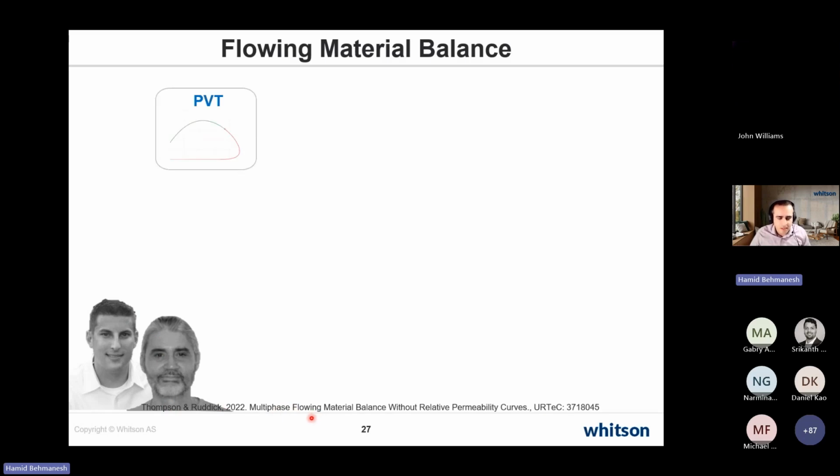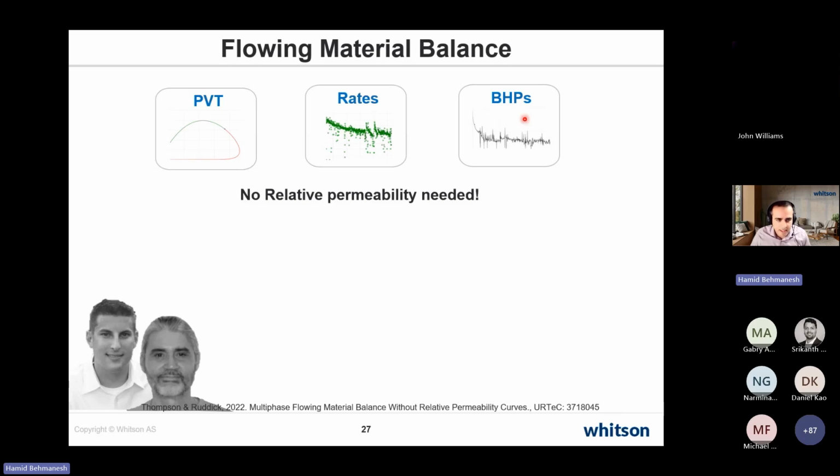The only information that's required for FMB is the PVT information, like any other method, the rate, which is readily available on the surface on a daily basis, and some bottom hole pressure. These are the only three pieces of information that we need to massage this data, twist this data in such a way that we plot them. And by the way, there's no relative permeability needed. And we're going to address why not relative permeability.